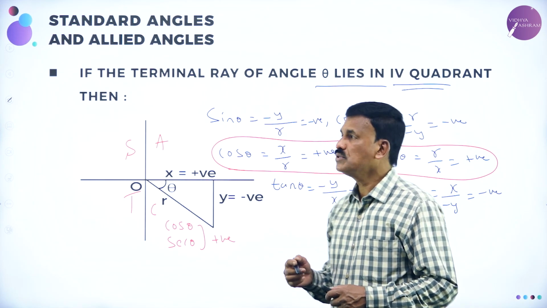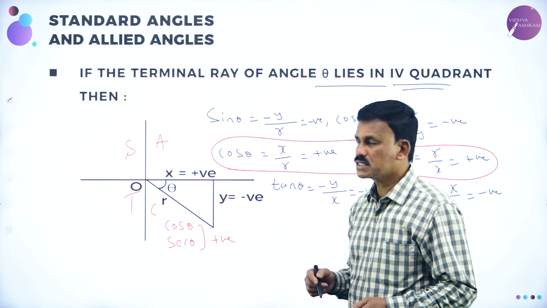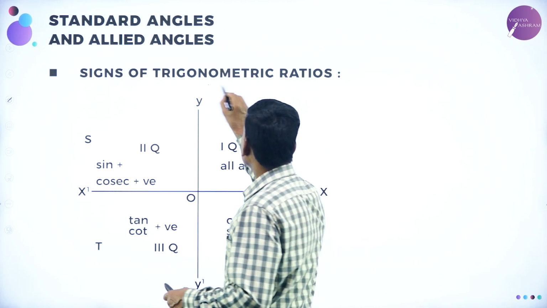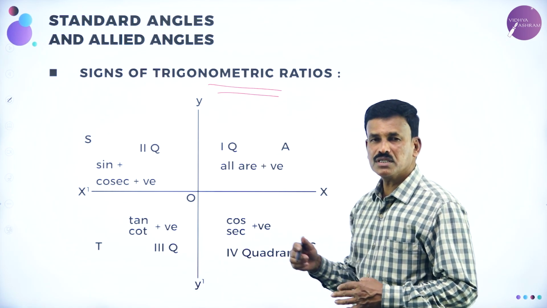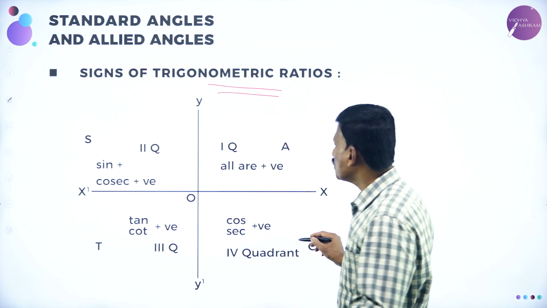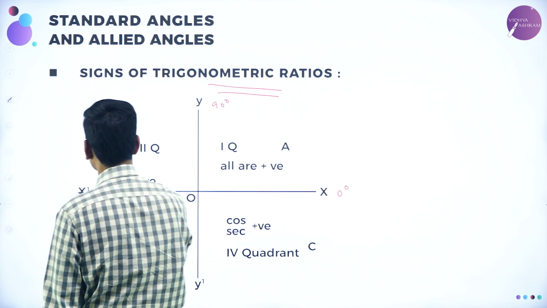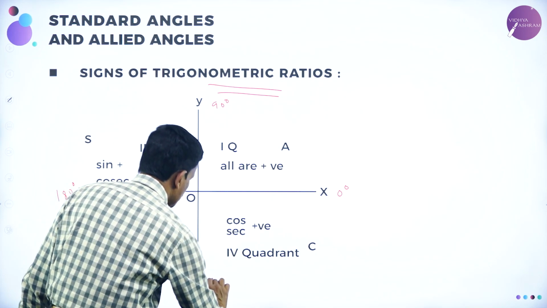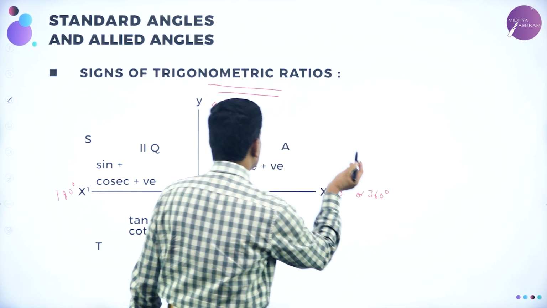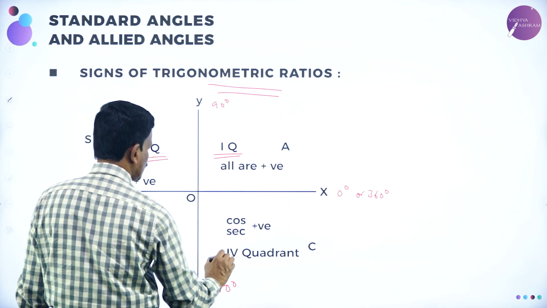This is how we are going to write the signs of trigonometrical ratios in the first, second, third and fourth quadrants. Now, move on to the exact signs of trigonometrical ratios. This is very important. Once you know this table, then you can solve any problems in allied angles. So, x-axis, y-axis, x dash, y dash. Here this is 0 degree and this is 90 degree. 90 plus 90 is 180 degree. 180 plus 90 is equal to 270. 270 plus 90 is equal to 360. 360 plus 90 again comes in the first quadrant. So, this is the first quadrant, second quadrant, third quadrant and fourth quadrant.